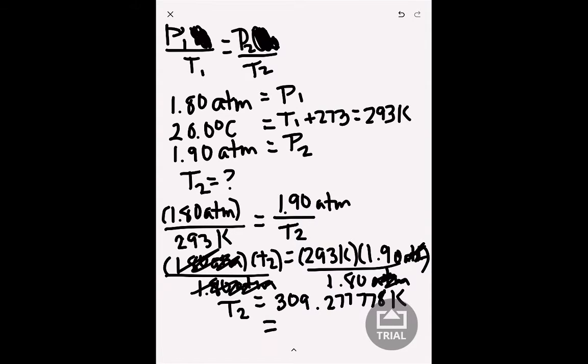So if we look, everything has 3 significant digits, so 3 significant digits here. 309.277778 rounds to 309 K, and we'll just leave it at that. And we'll not worry about taking it to Celsius because it didn't tell us we had to. If it was like the one before it and it said in degrees Celsius, we would have to subtract 273. But since it didn't, we won't.